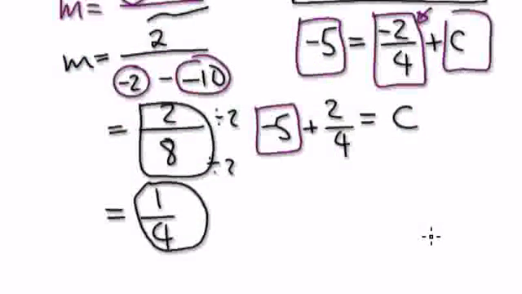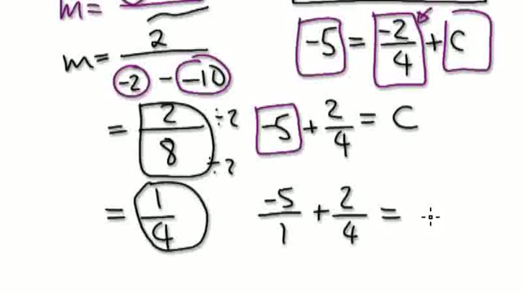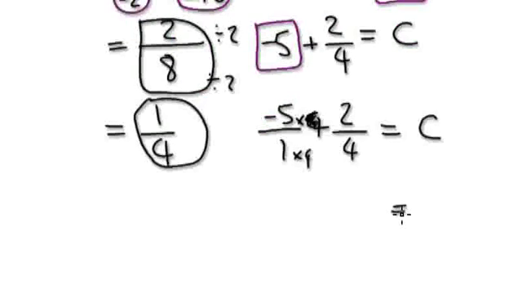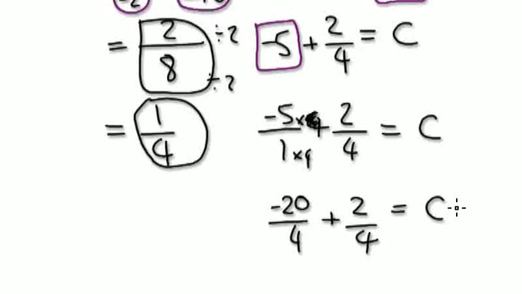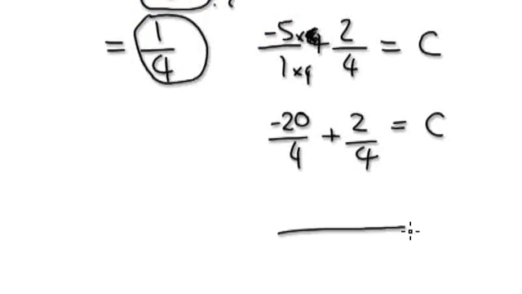That will equal c. So turn this into a fraction. So it's -5 over 1 plus 2 over 4 equals c. Now times top and bottom by 4, just so that we can get the two denominators to be the same. So this will be -20 over 4 plus 2 over 4. Now that the two denominators are the same, we can merge the two.